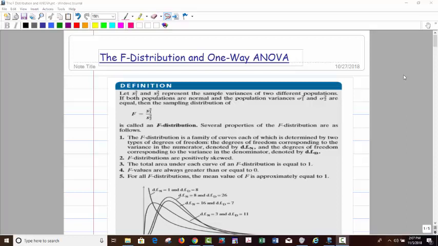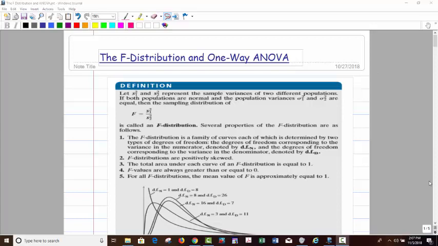This video is entitled The F-Distribution in One-Way ANOVA. ANOVA stands for Analysis of Variance. Now, we have not used the F-distribution in other applications comparing two variances. You can do hypothesis testing comparing two variances. So let me introduce the F-distribution because we're going to need that to use with our ANOVA.